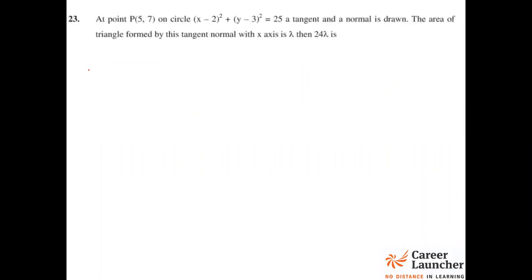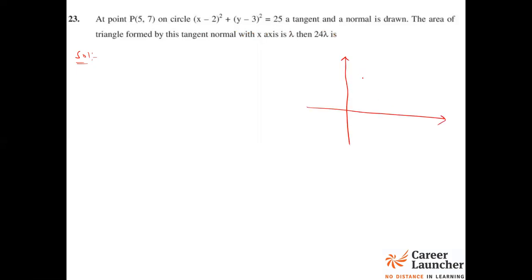See the next one. A point (5, 7) is on this circle. Okay. And the tangent and normal are drawn. The area of the triangle formed by this tangent and normal with the x-axis is lambda.